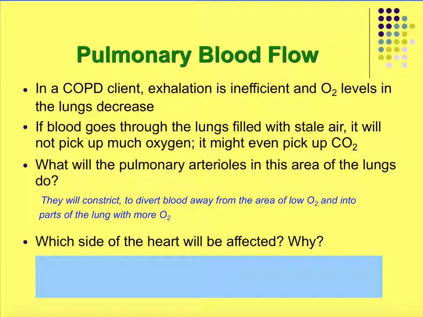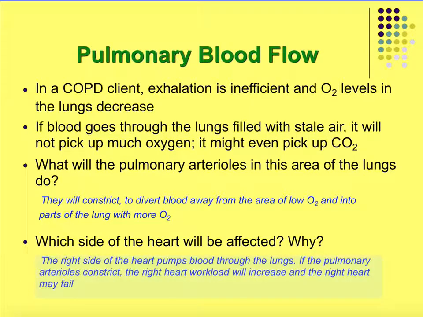So again, that's why we have the pulmonary hypertension starting to occur. Which side of the heart will be affected? Again, this goes back to normal blood flow. We know blood from the right side of the heart is what goes to the lungs. So all that constriction in the lungs is going to really impact the right side of the heart. And that impact on the right side of the heart due to an issue in the lungs is the cor pulmonale.